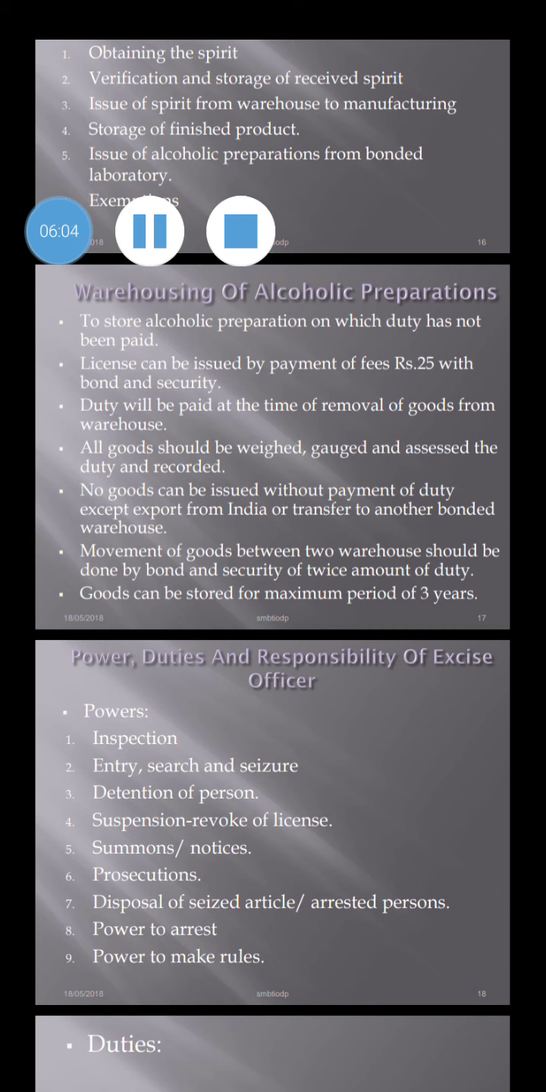Then movement of goods between the warehouses should be done by bond and security of twice the amount of duty. Goods can be stored for a maximum period of 3 years. It is a necessary thing that movement of goods between two warehouses should be done by bond and security of twice the amount of duty. Goods can be stored for a maximum period of 3 years.